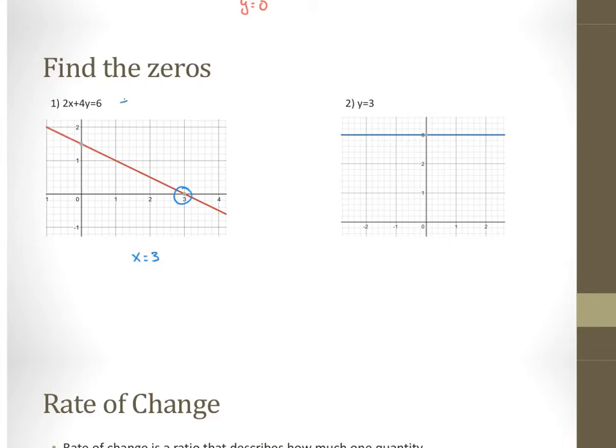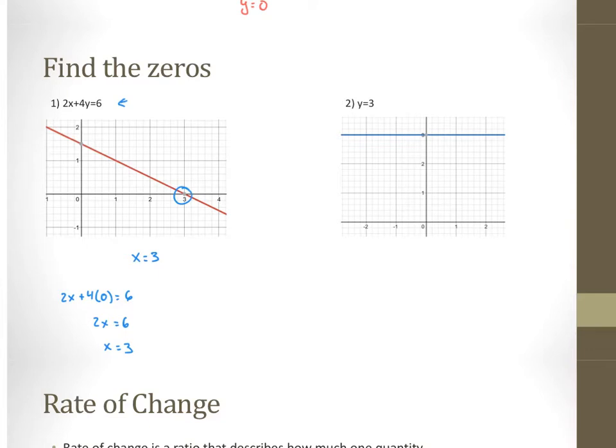To find it algebraically using standard form, if you remember back to the beginning of last video, you would just plug in 0 for y. So 2x plus 4 times 0 is equal to 6. Now we have 2x is equal to 6, x is equal to 3. The graph and the algebraic equation both match, which they should.